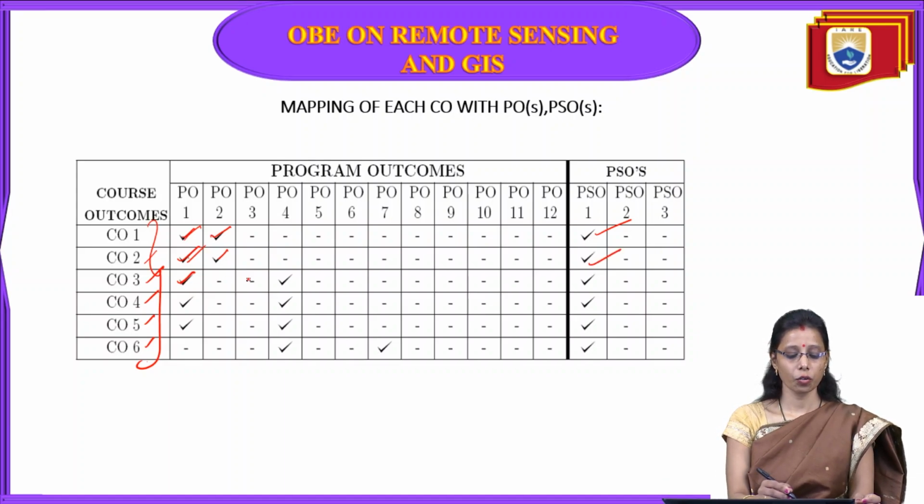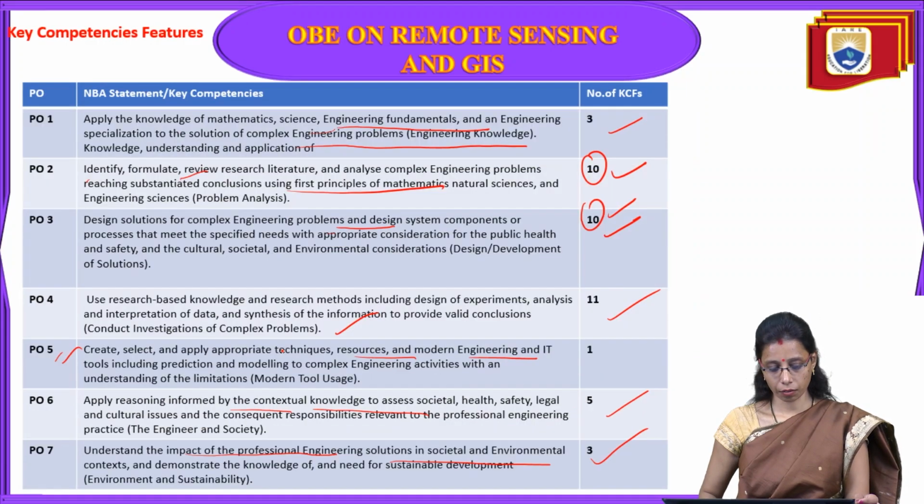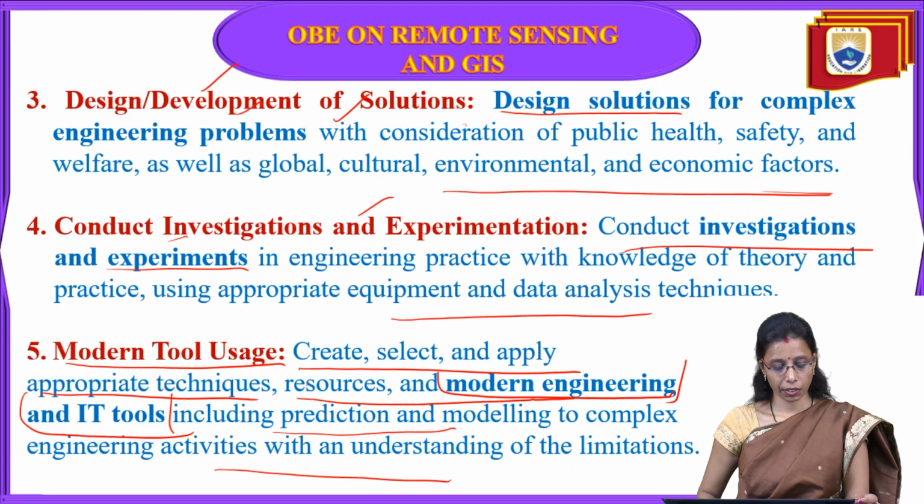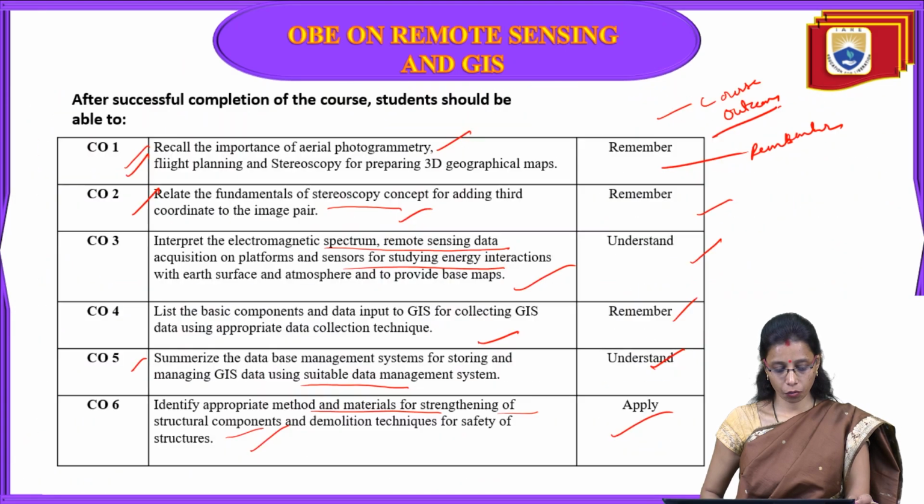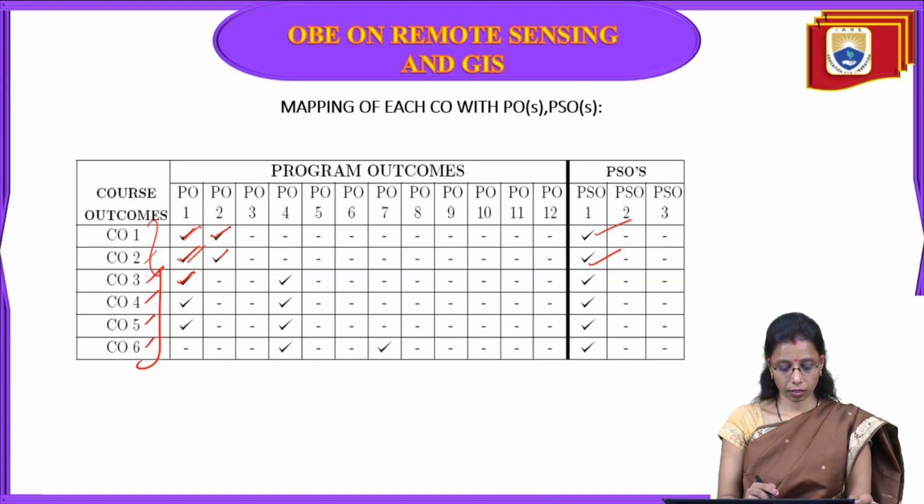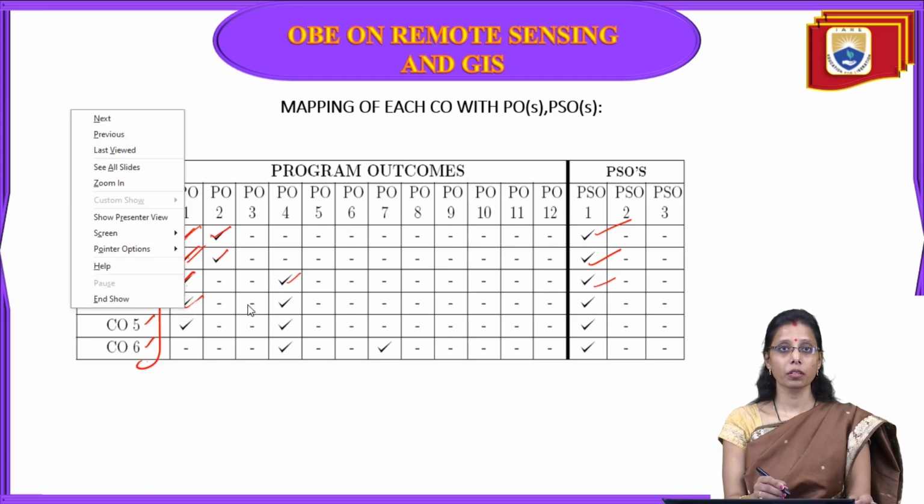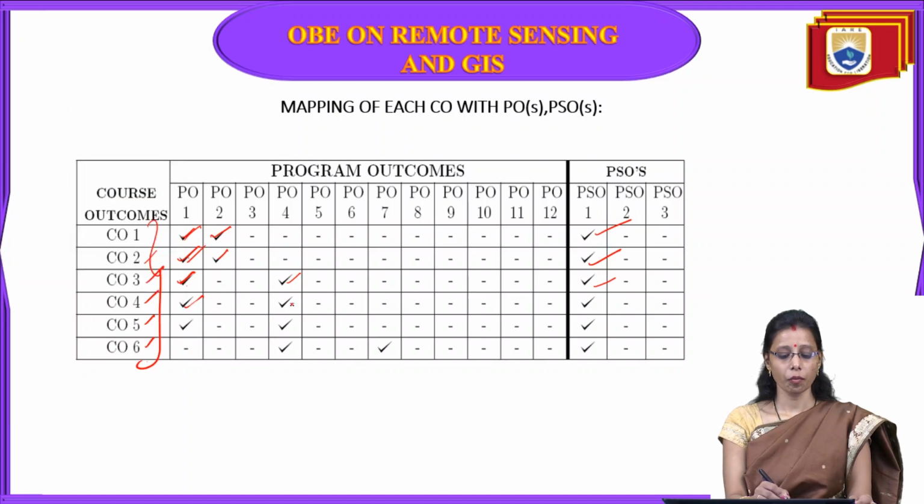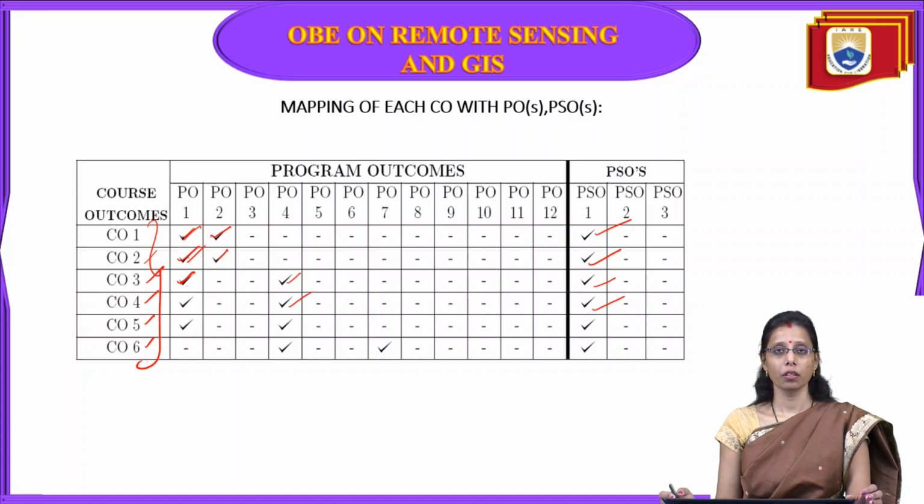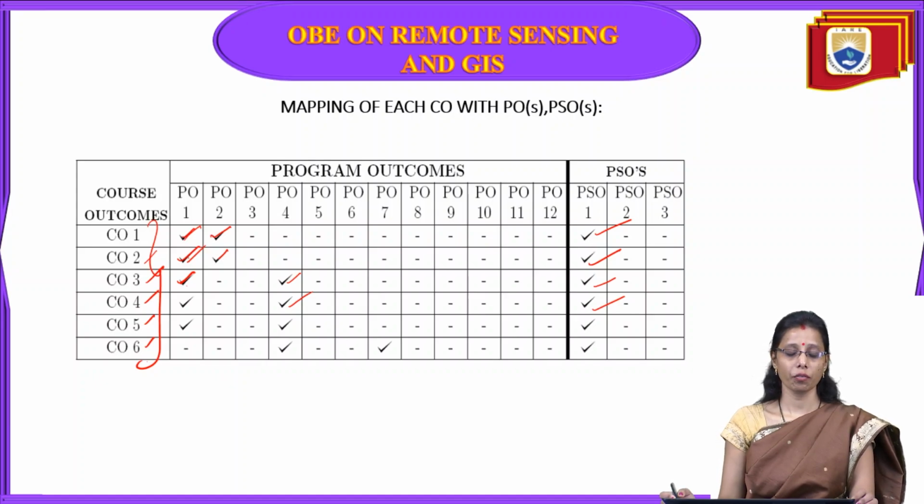Now CO3 is also mapping with engineering knowledge and PO4. PO4 is, we will see, conduct investigations and experimentation. So this is mapping with PO4 again here, and we can see this is mapping even with PSO1. Now CO4 is mapping with PO1, PO4 and PSO1. So like that we have to check our course outcome. It is mapping with which particular outcome, whether PO1, PO2, PO3, PO4. So that particular outcome we have to see.